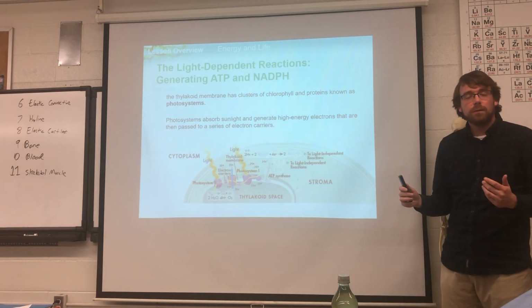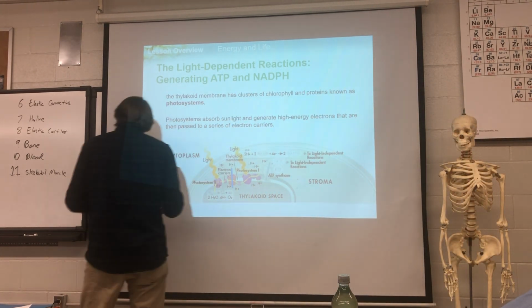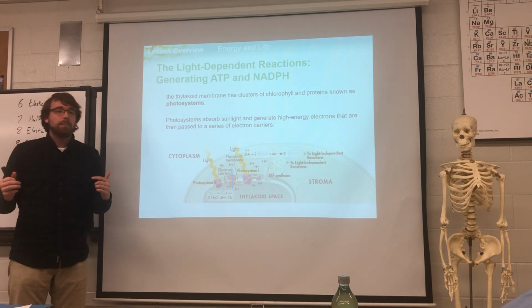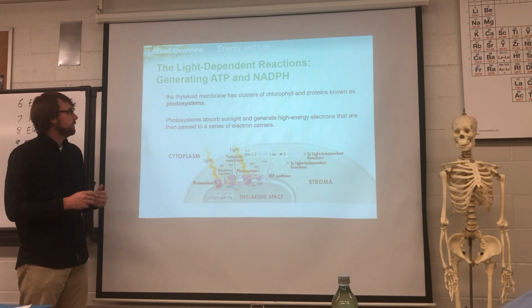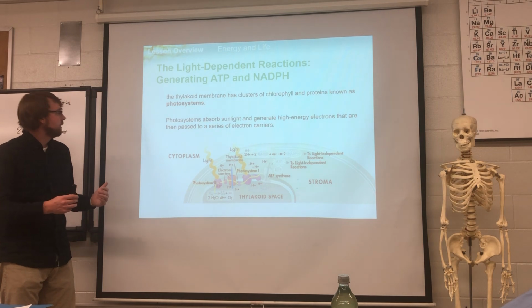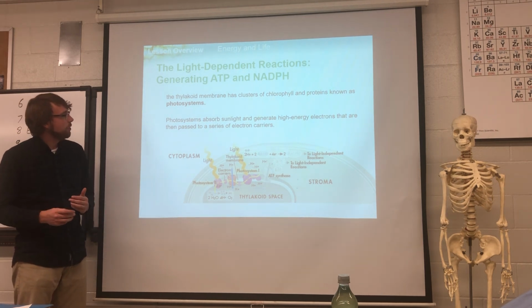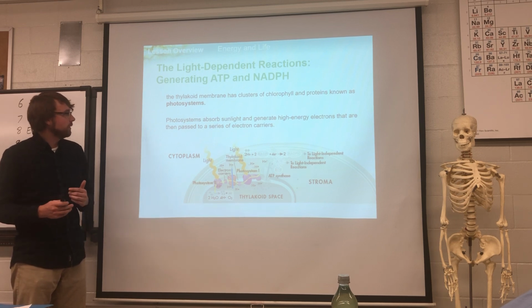So now we're going to go through the light-dependent reactions in some depth. We will save the light-independent reactions for another day. The thylakoid membrane has clusters of chlorophyll and proteins known as photosystems. The photosystems absorb sunlight and generate high-energy electrons that are then passed to a series of electron carriers.